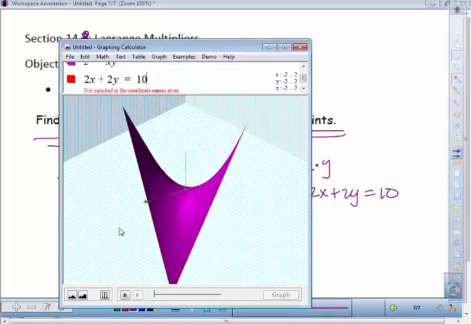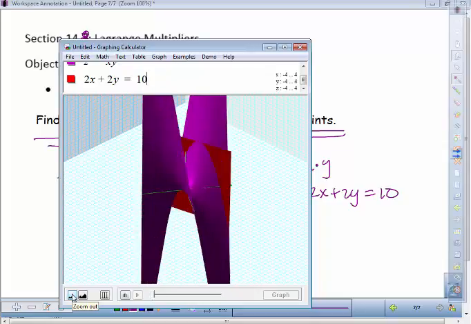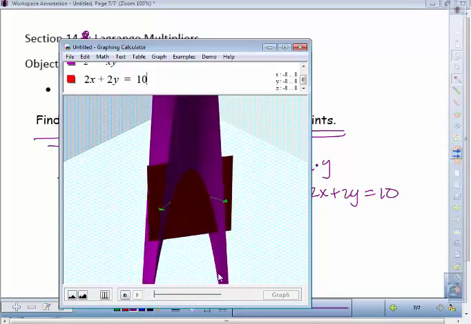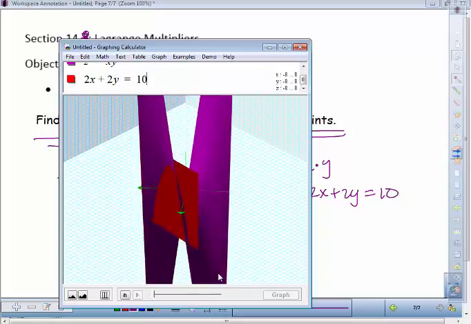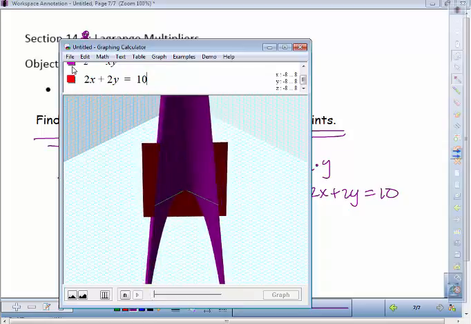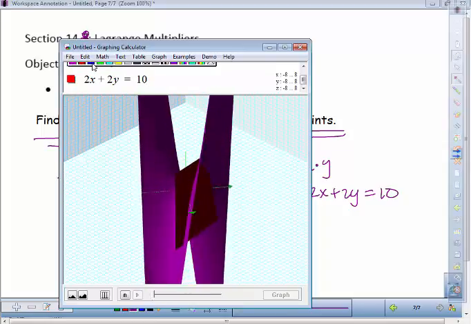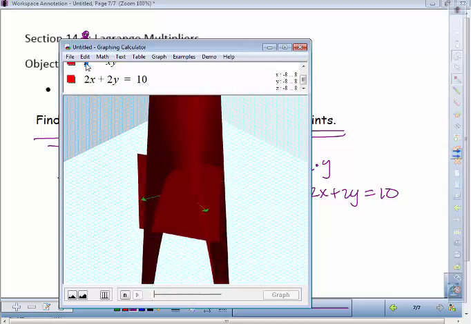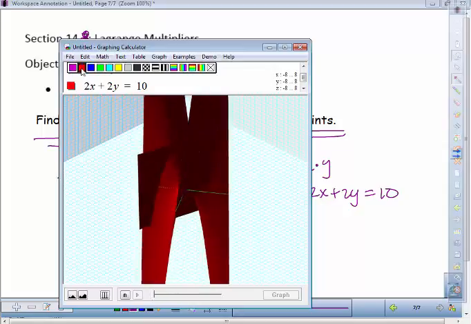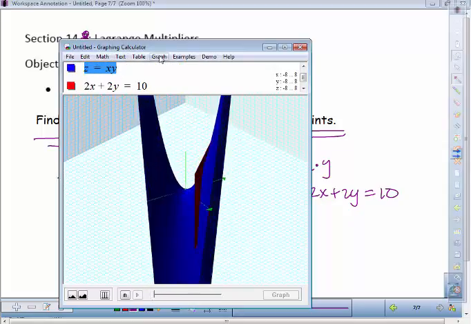So this is what we have. And if we zoom out enough, we'll see the plane. And we're trying to maximize something. So we're trying to maximize the purple graph. Let's make it blue. And let's make it, well, that's not blue. Let's make it transparent. Let's make both of these transparent.